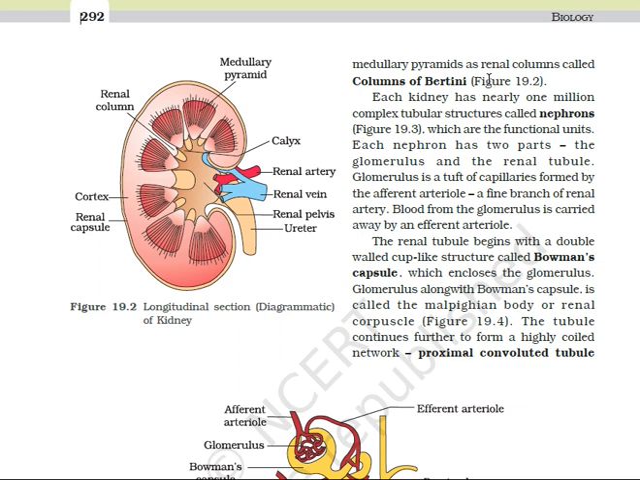Now, the question is, why is the left kidney situated a little higher than the right kidney? This is due to the reason that the right side is occupied by the liver, which pushes the right kidney somewhat to the lower side.